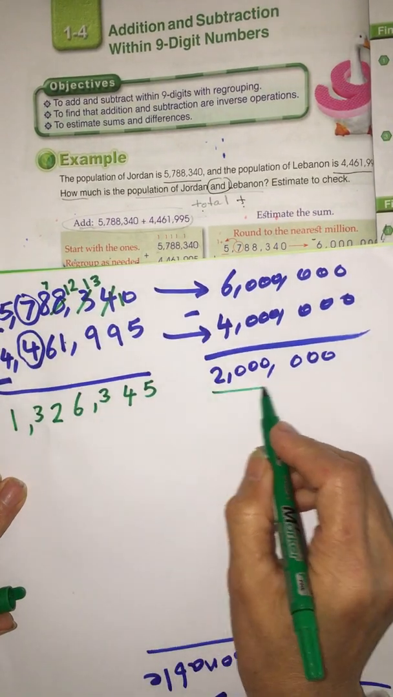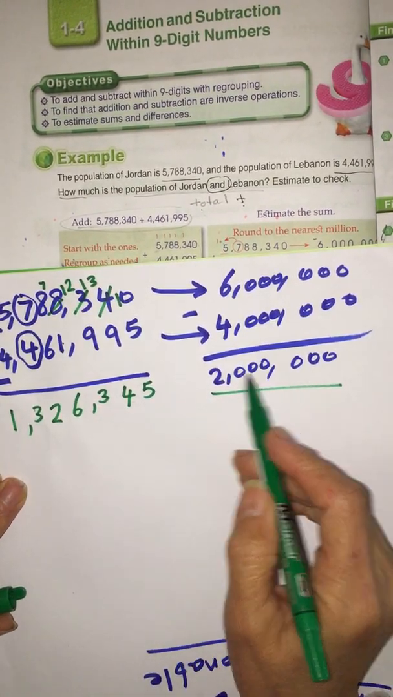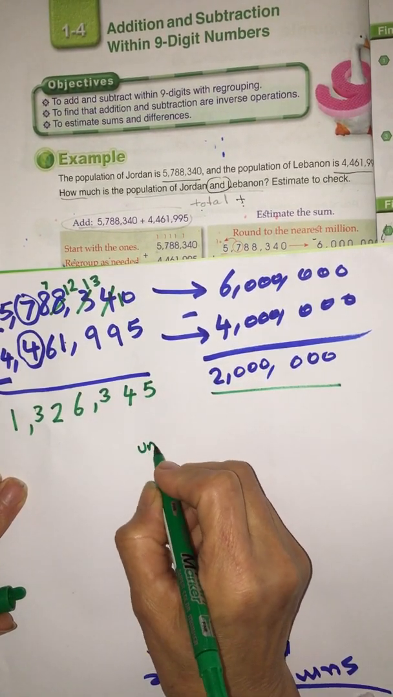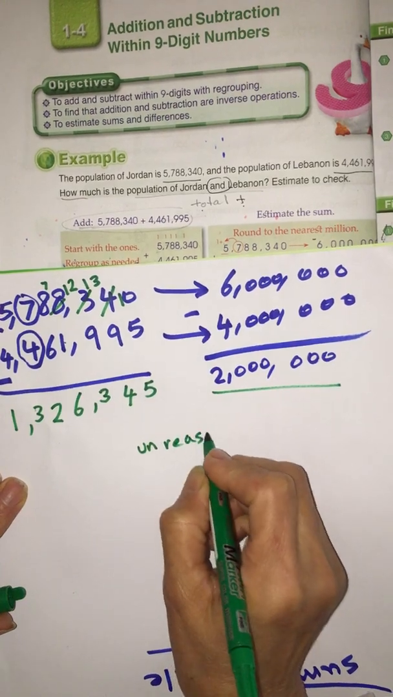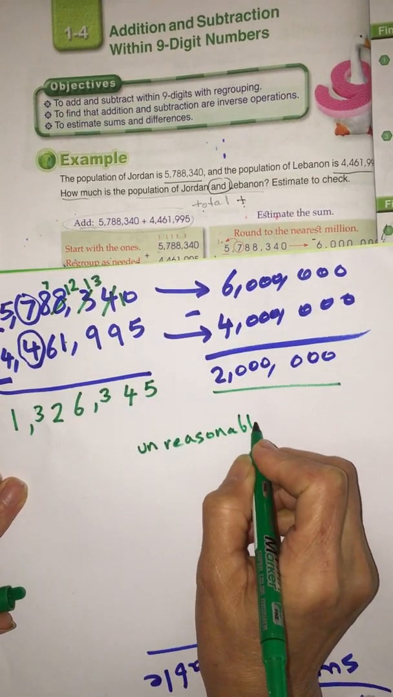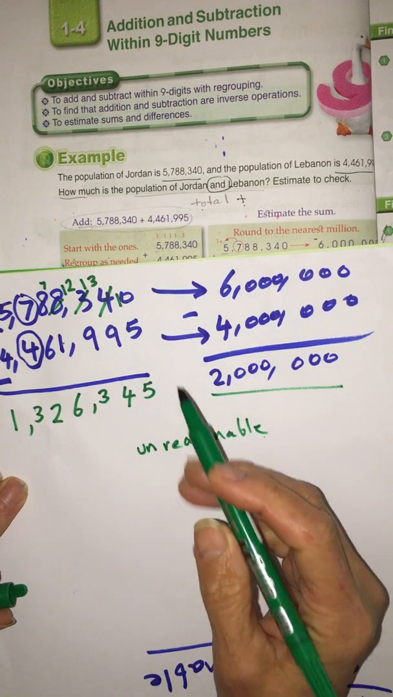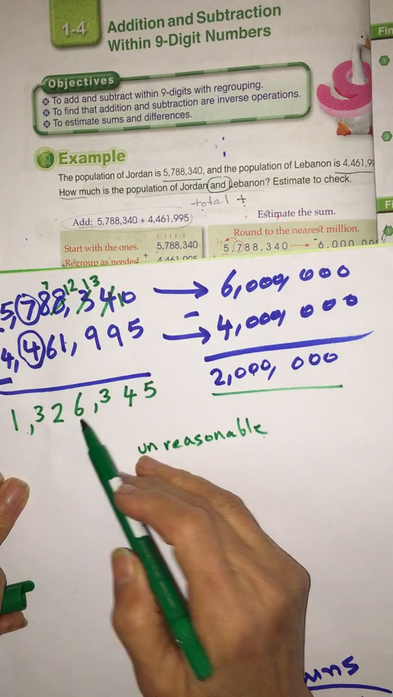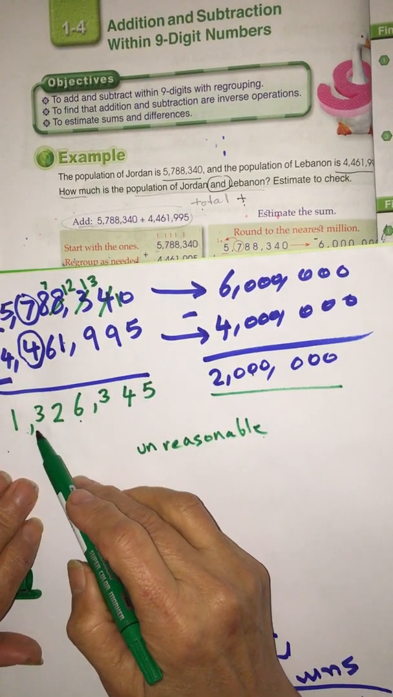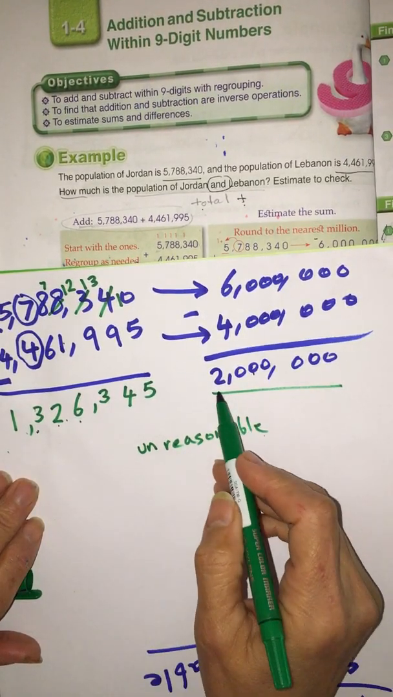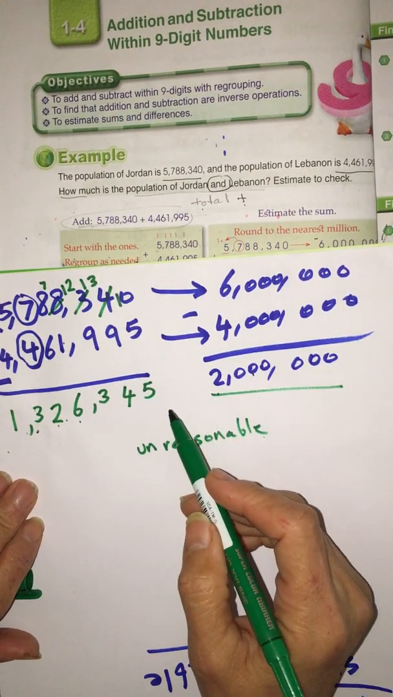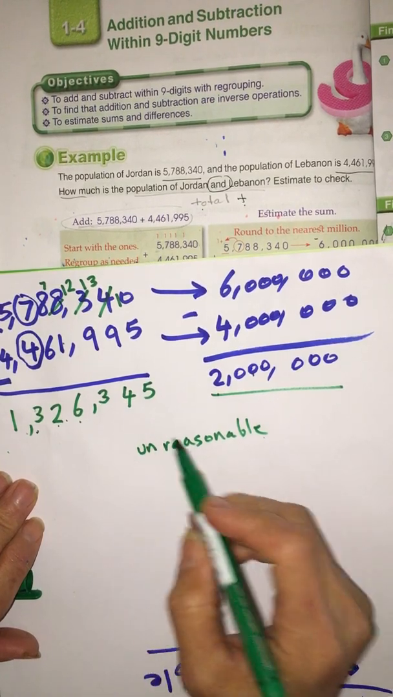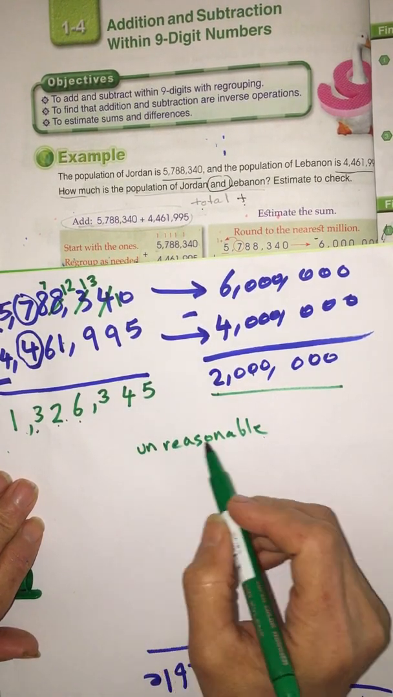1,326,345. The estimation is 2 millions. There is a difference between the two answers, so it is unreasonable. If it is reasonable, معقولة, they will say reasonable, like the first example. In this one, the difference between the exact and the estimation is too much. 1,326,000 to 2 millions, around 700,000 is the difference. So because of that, we say about our answer that it is unreasonable.